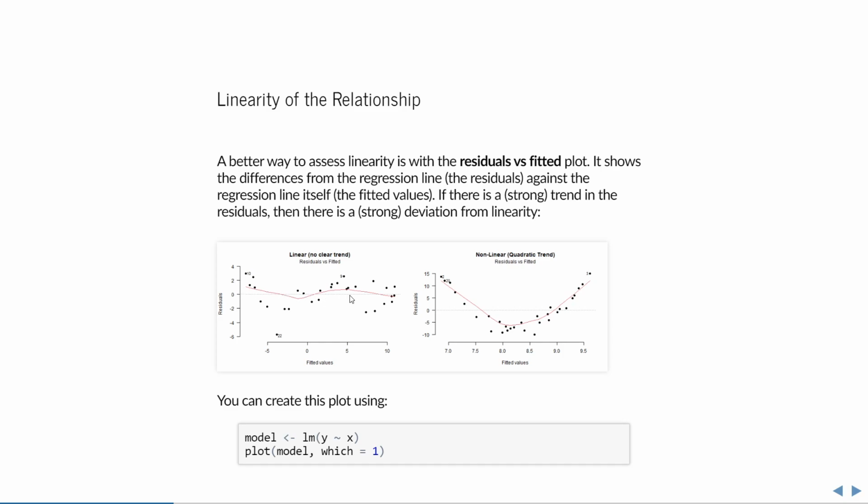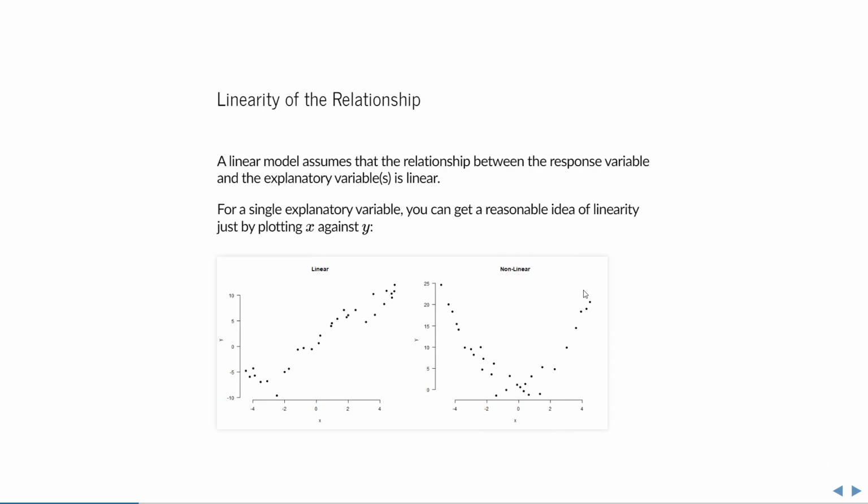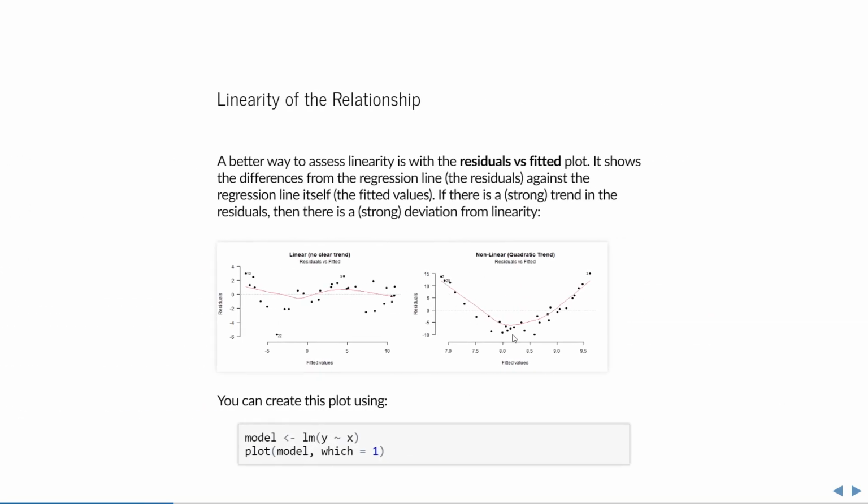Now, for this first example, where there's clearly a linear trend, we see no clear trend in the residuals versus fitted plot, which is a good sign. However, for this quadratic trend, we can clearly see that what we saw over here is also shown over here in a different way once we fit a line to it. You can simply create this plot by fitting a linear model and then using plot(model, which = 1), and that will give you the residuals versus fitted plot.